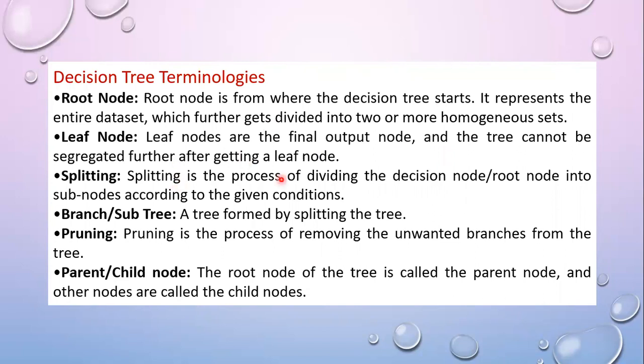Splitting is the process of dividing the decision node or root node into subnodes according to the given conditions. A branch is a tree formed by splitting the tree. Pruning is the process of removing the unwanted branches from the tree. And parent: the root node of the tree is called the parent node, and the other nodes are called the child nodes.